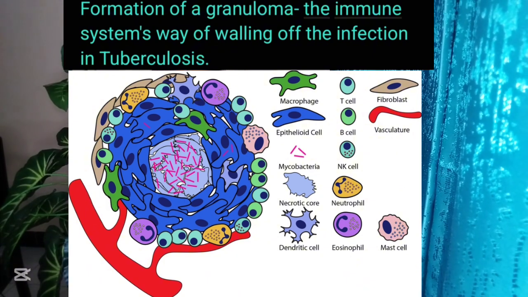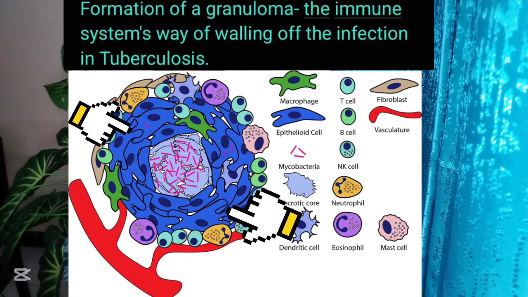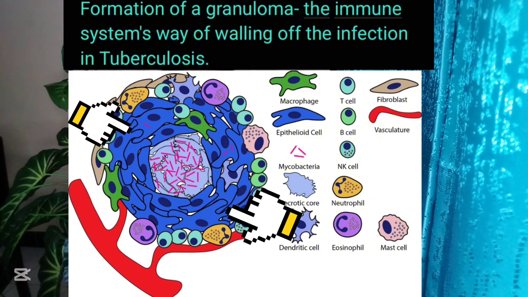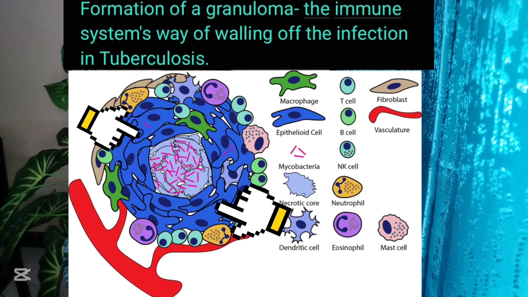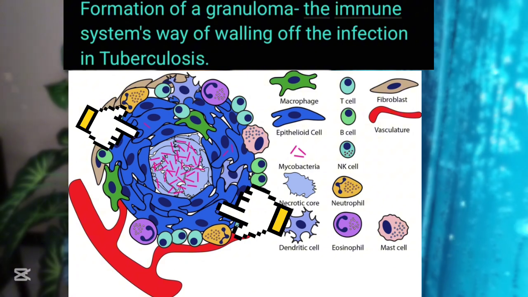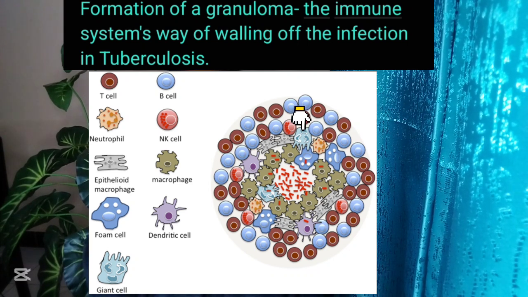Other macrophages transform into other cells. For example, some of them elongate and they can form new cells called epithelioid cells. The epithelioid cells further contribute to the wall that is formed around the macrophage that initially swallowed the Mycobacterium tuberculosis. Other macrophages join together and they form bigger cells called the Langerhans giant cells, and these further contribute to the wall that is formed around the macrophage that initially swallowed the Mycobacterium tuberculosis.